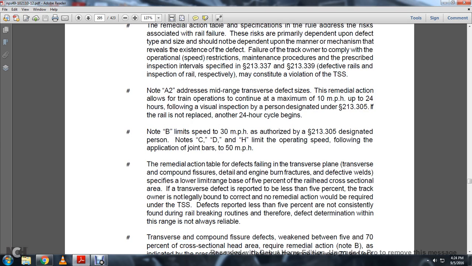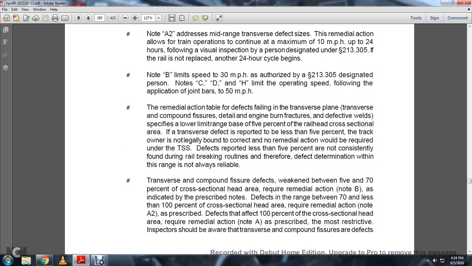Note A2 addresses the mid-range transverse defect size. The remedial action allows train operation to continue at a maximum of 10 miles an hour for up to 24 hours following the visual inspection made by a person designated under 213.305, if the rail is not replaced when the 24-hour cycle begins. Note B limits speed to 30 miles an hour as authorized by the 213.305 designated person. Notes C and D and H limit the operating speed following the application of joint bars to 50 miles an hour.